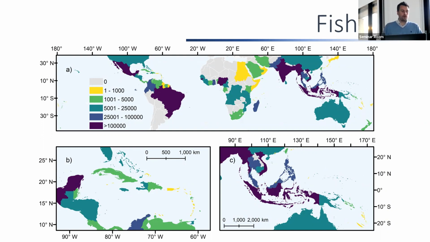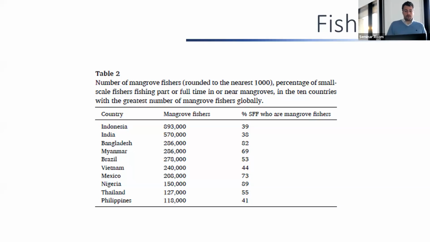So a hugely important resource for coastal communities. The highest number of mangrove fishers were found in Indonesia, India, Bangladesh, Myanmar, Brazil. So really concentrated throughout Asia and, to a lesser extent, West and Central Africa. But we also found some areas where they made up a huge proportion of the national fishery. For example, in West and Central Africa, mangrove fishers made up about 95% of the total small-scale fisheries within Guinea and Guinea-Bissau.